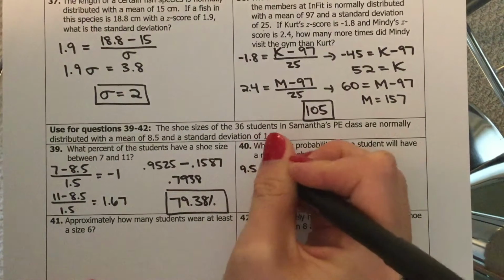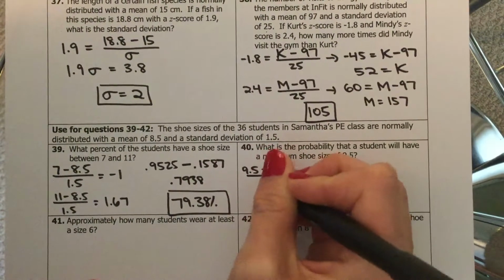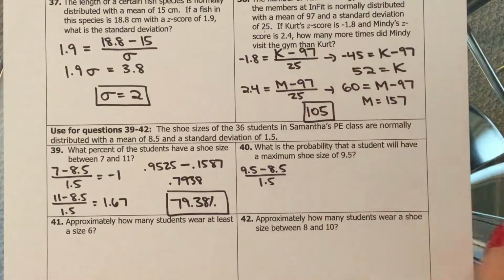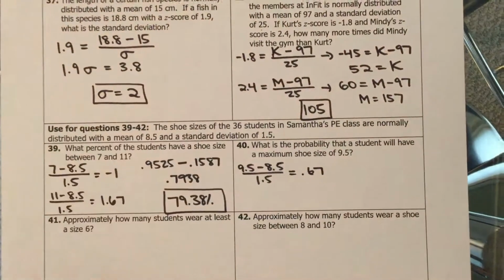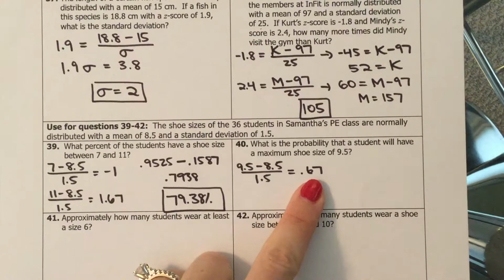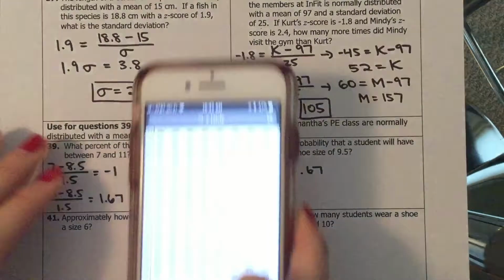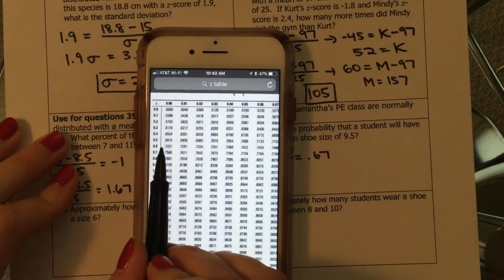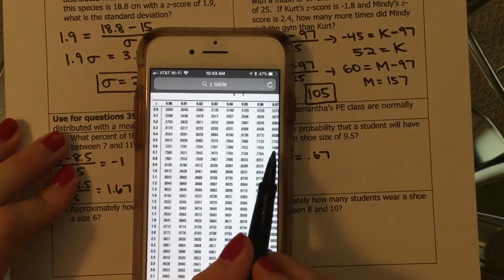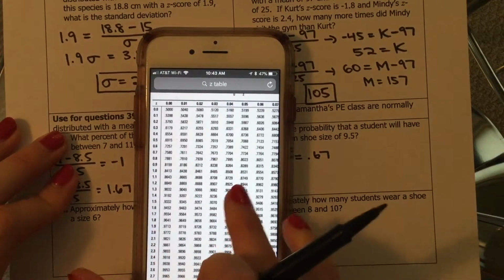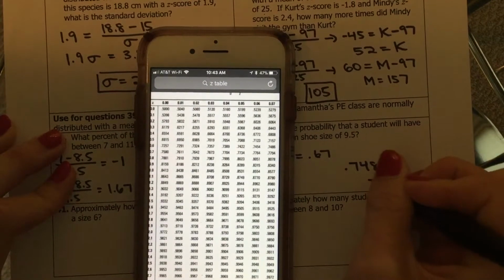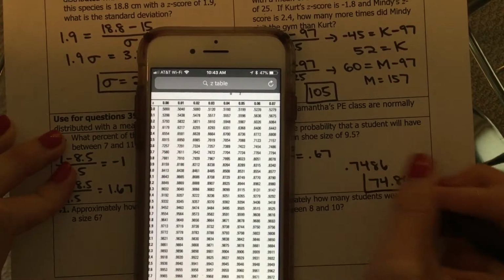So let's find that z-score first. The value minus the mean divided by the standard deviation. So 1 divided by 1.5 is a z-score of 0.67. So a maximum of 9.5, that would be any z-score less than this one. So lucky for us, that's the way the table is naturally set up. So anything less than 0.67. So here is your 0.6 row. We want to go all the way across to the 0.7. So that is 0.7486, so that is 74.86%.